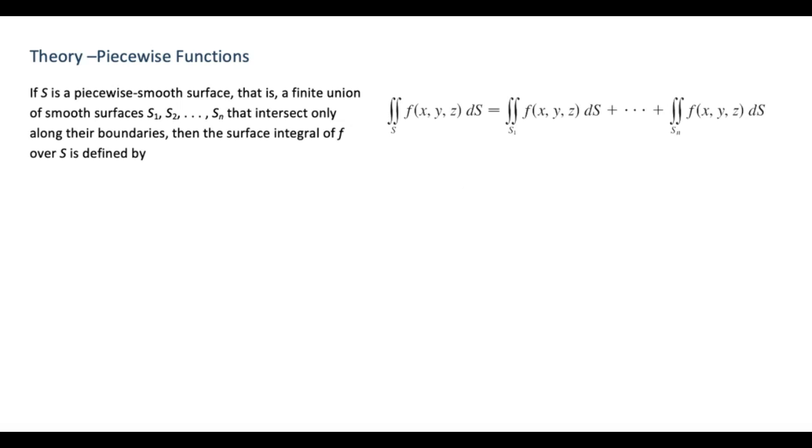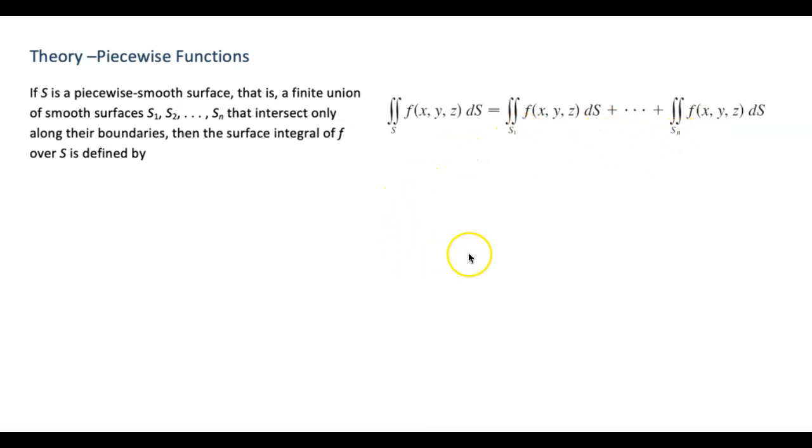So now for piecewise functions. If S is a piecewise smooth surface, which means that it has a series of smooth surfaces that are connected, that intersect only along specific boundaries, then the surface integral can be defined by this idea that all we're doing is adding together these different surface integrals over the surfaces. We can have an infinite number of surfaces that are connected.